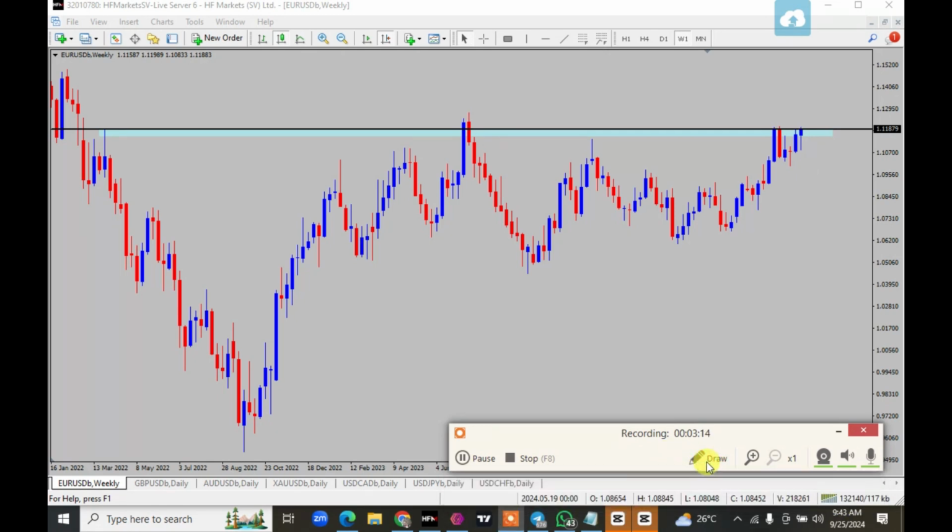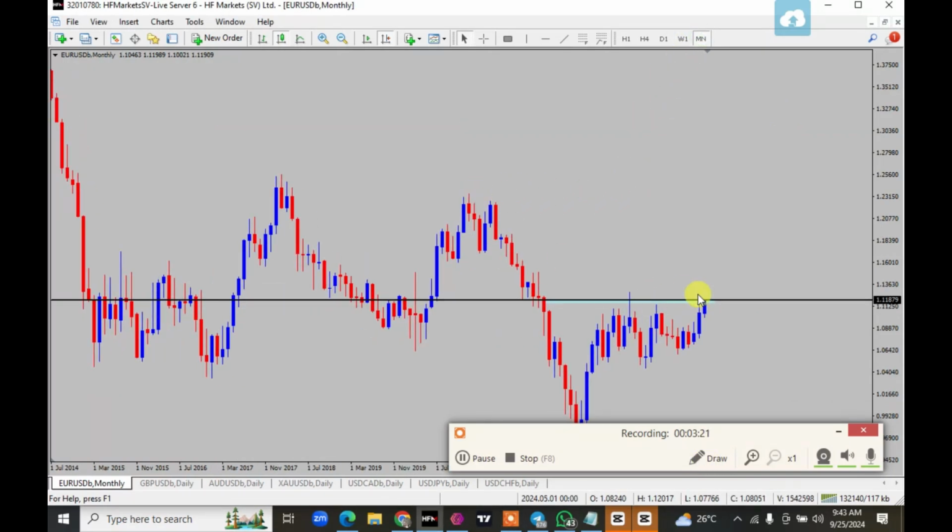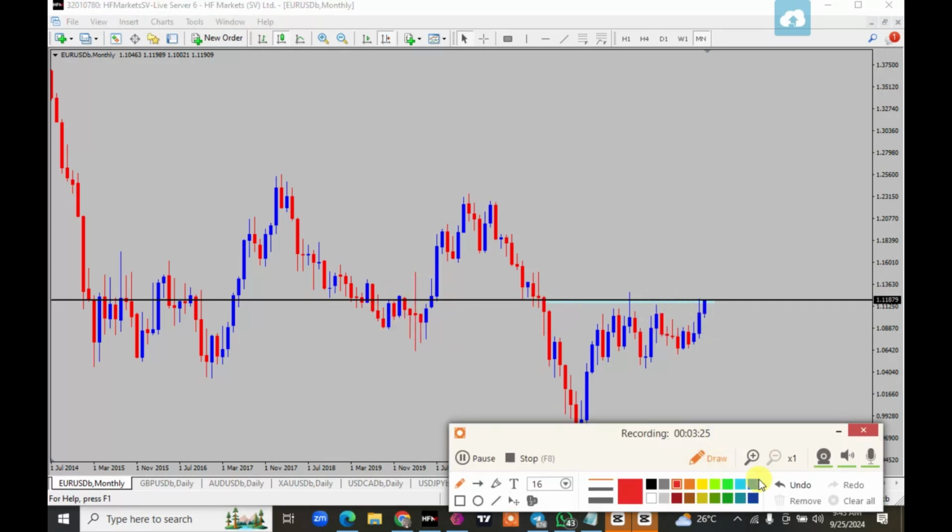So let's go to the monthly chart of the Euro USD. You can see from my monthly chart that price is also in a range on the monthly chart, because we have this large resistance here. So long as we have this resistance on the monthly chart, it shows that Euro USD is still currently in a range. These areas are clear resistance levels on the monthly chart.